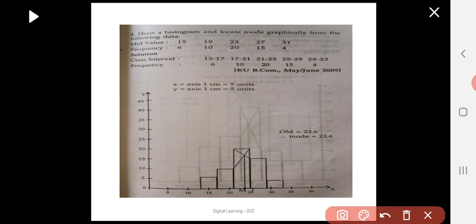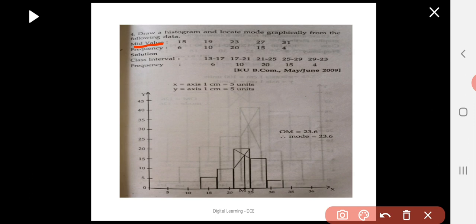Here, the information given is: draw a histogram and locate mode graphically from the following data. So here, in this problem or in this illustration, instead of class intervals, mid values or mid points are given, like 15, 19, 23, 27 and 31. And frequencies are 6, 10, 20, 15 and 4.